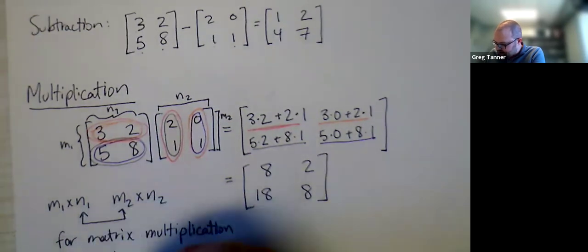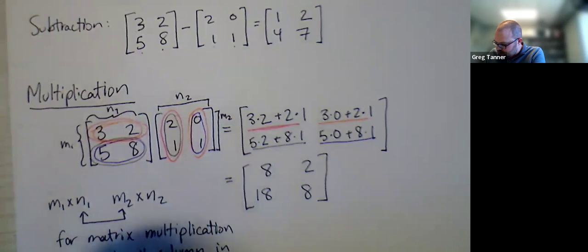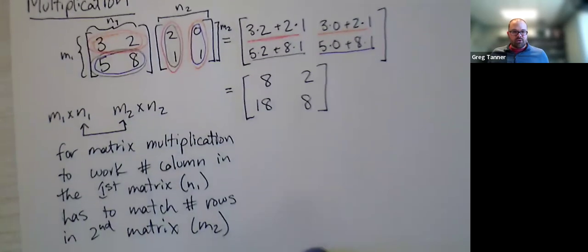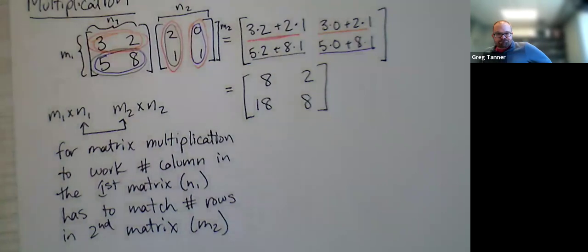And so this N1 is the number of columns in the first matrix. It's N1. It has to match the number of rows in the second matrix. Otherwise, it just won't work. Okay, so that's an example of matrix multiplication.